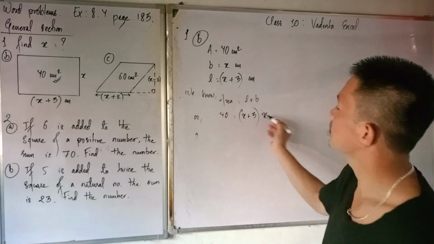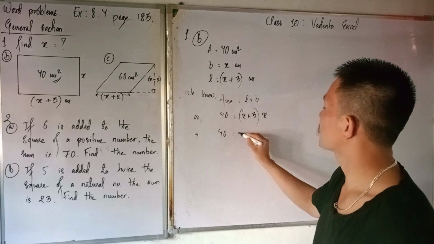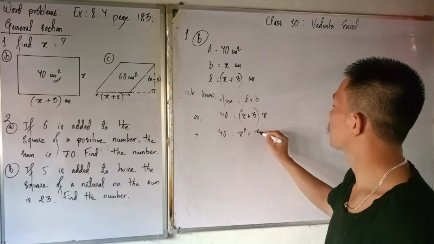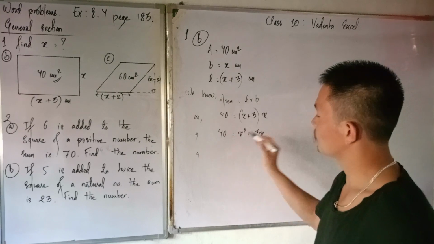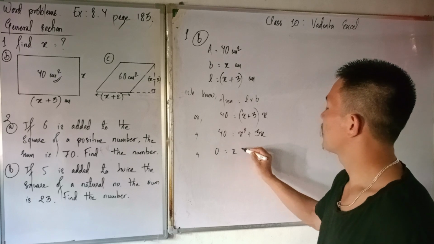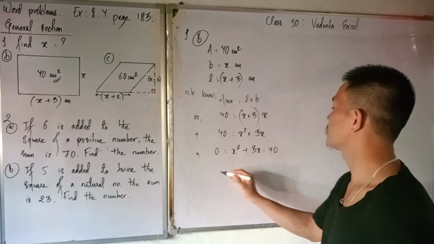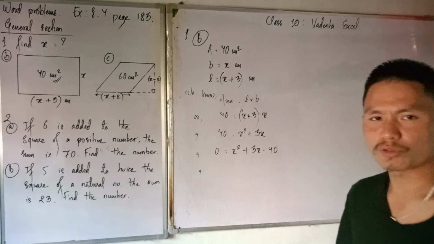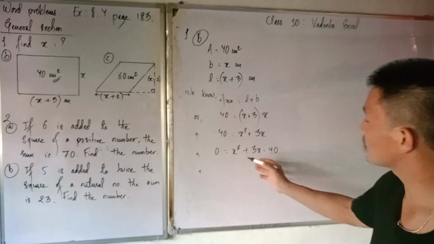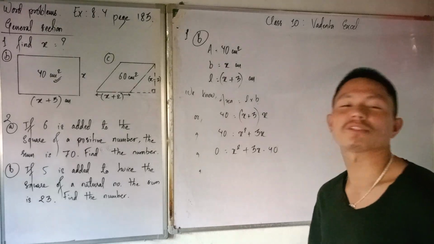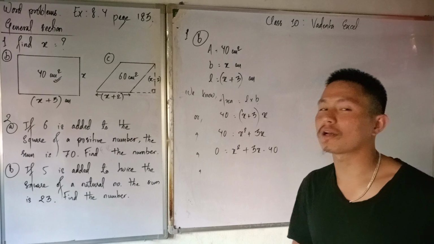Now you just multiply x to this binomial. x into x is x squared, plus 3 times x. Now you move the constant 40 to the right hand side: x squared plus 3x minus 40. Now you factorize. You can do either, or you can simply use the formula, comparing this with ax squared plus bx plus c equals 0.